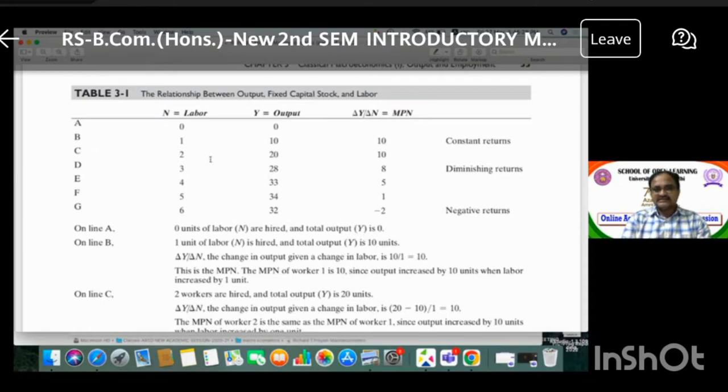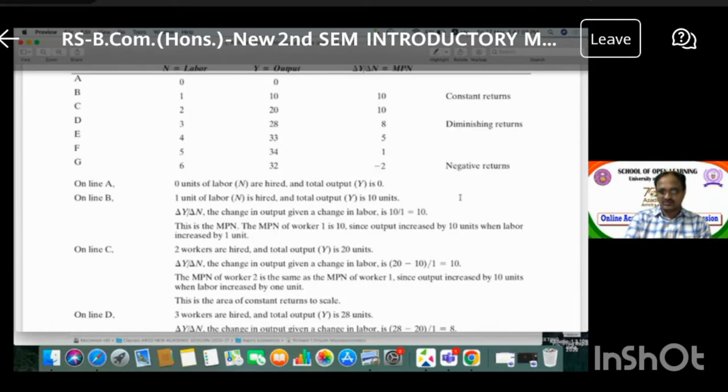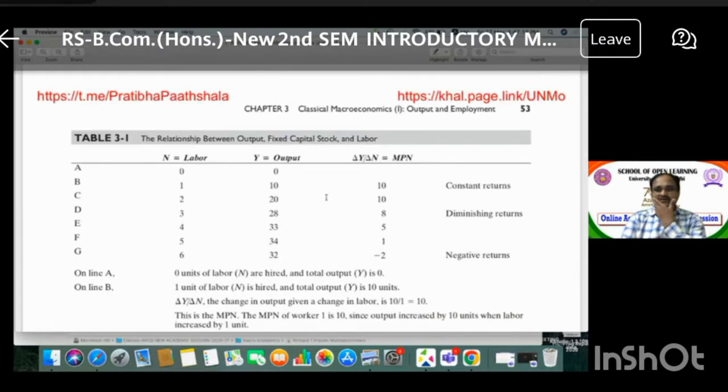So in the short run initial stage, this is A to G, some combinations which we are taking in line A, line B, all the combinations. In line A, you can look at how much labor and what the output is. And there is another column, the MPN, the marginal productivity of labor. What is this? Marginal productivity of labor, MPN, is the rate at which output changes with a change in one unit of labor. How much the output changes with the change in labor. That is MPN, delta Y over delta N. Here it is written, the change in output given a change in labor, simply say MPN. One by one we are discussing this table.